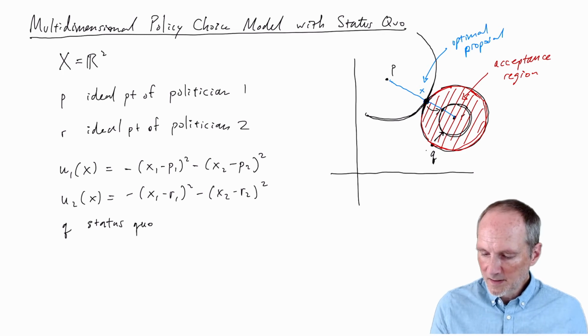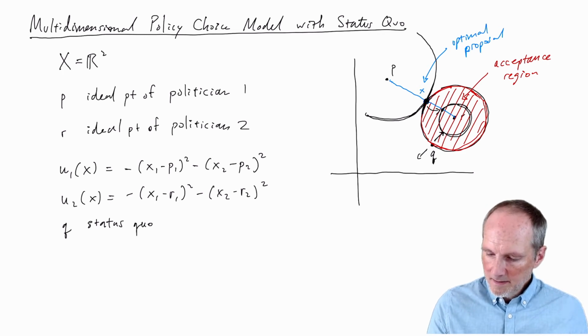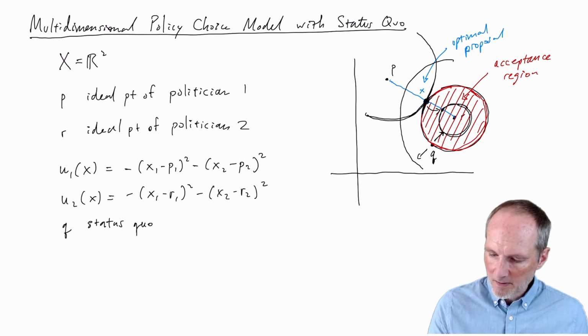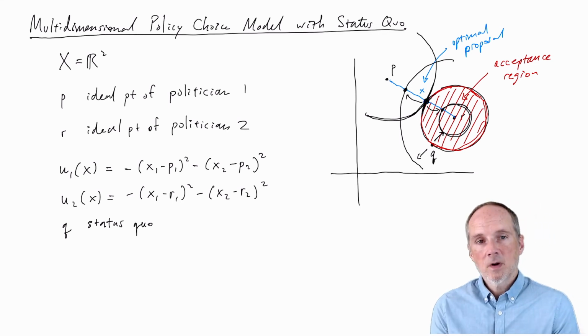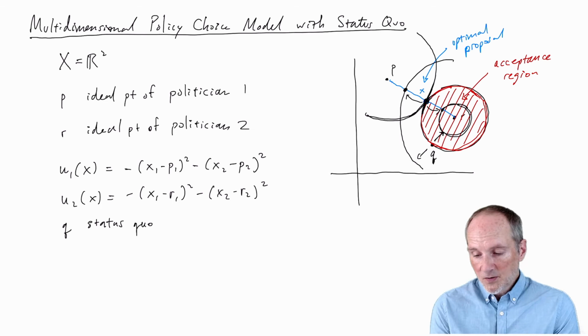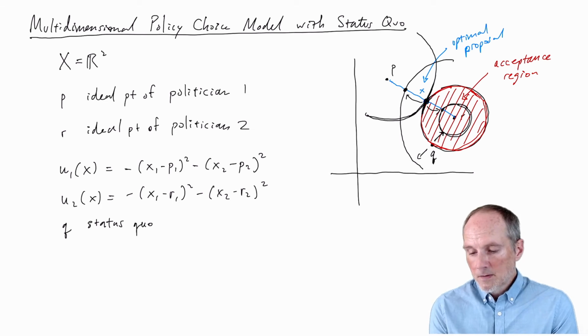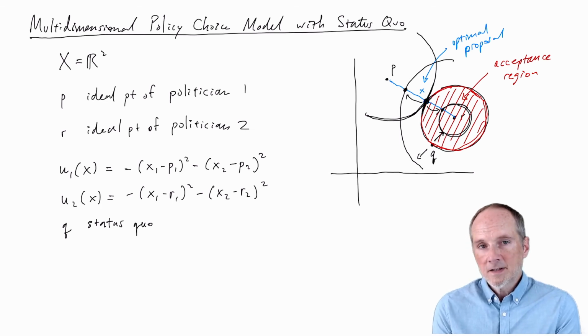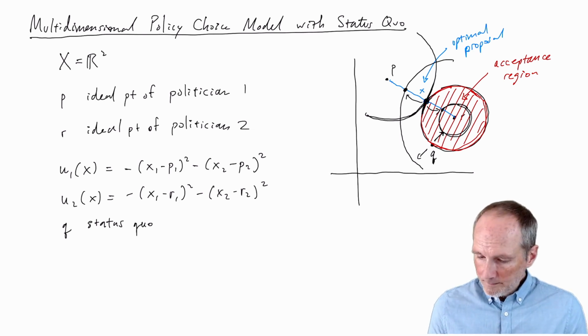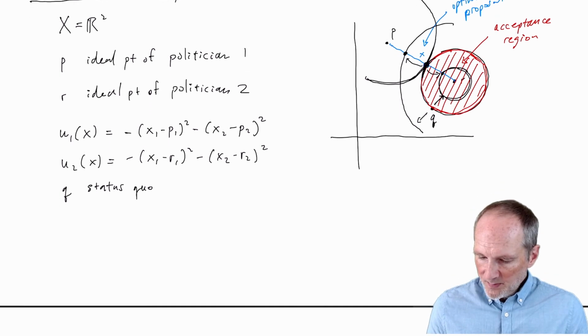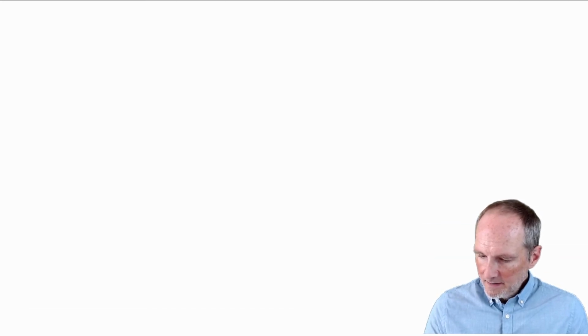Obviously, if we move the ideal point away, then that acceptance region gets bigger, and the optimal proposal gets better for politician 1. So that status quo is kind of controlling the bargaining advantage of one player over the other. Okay, so that's probably enough about that.